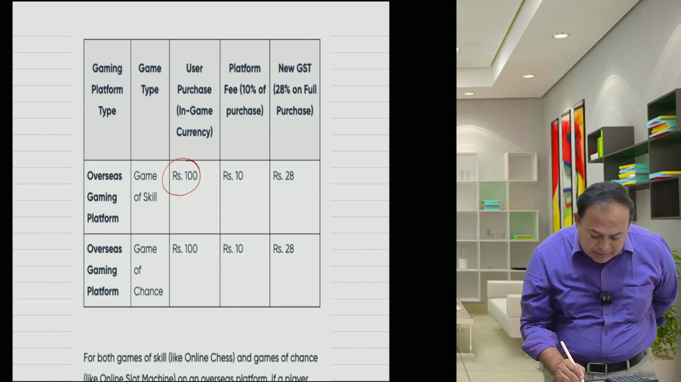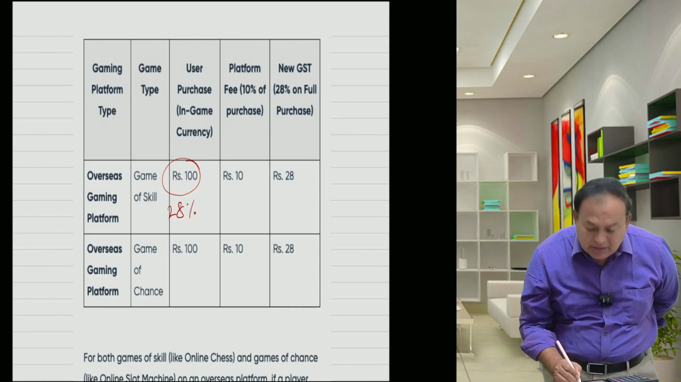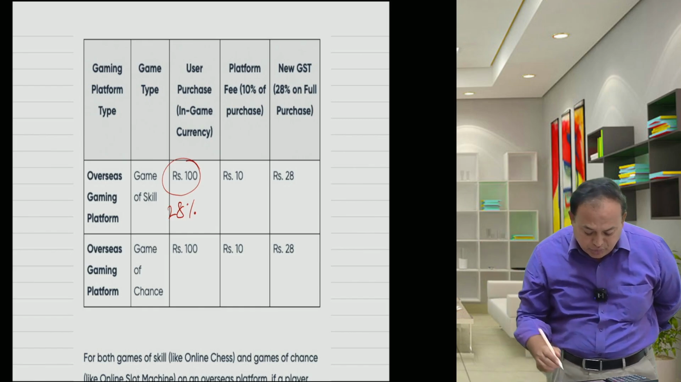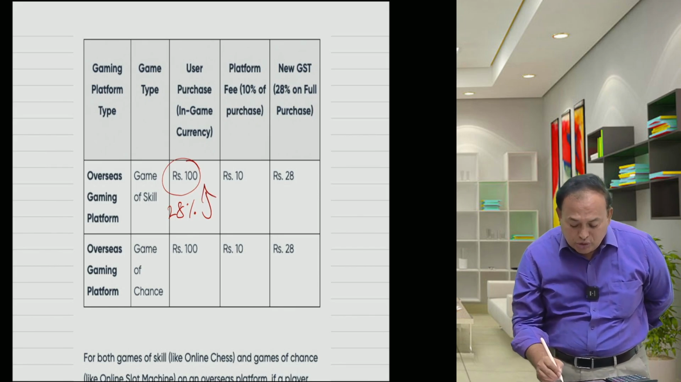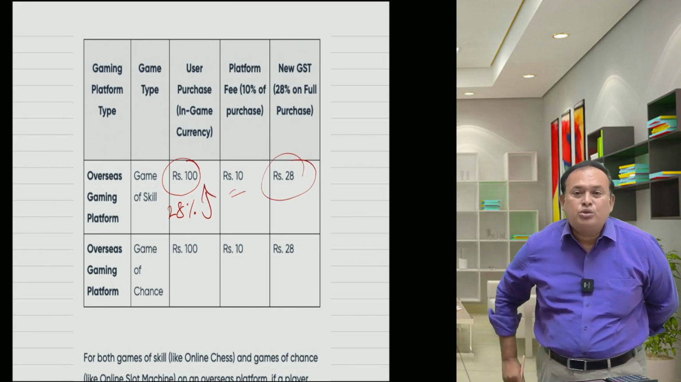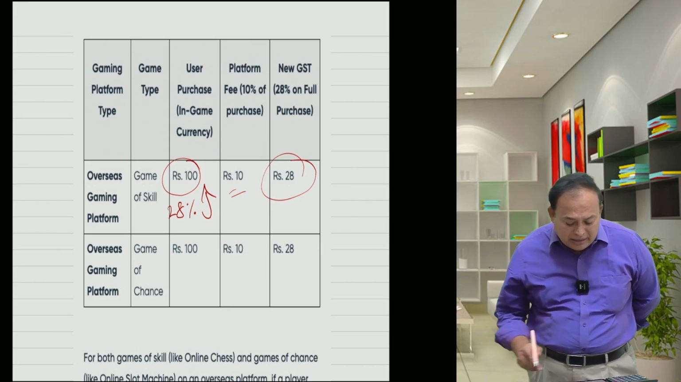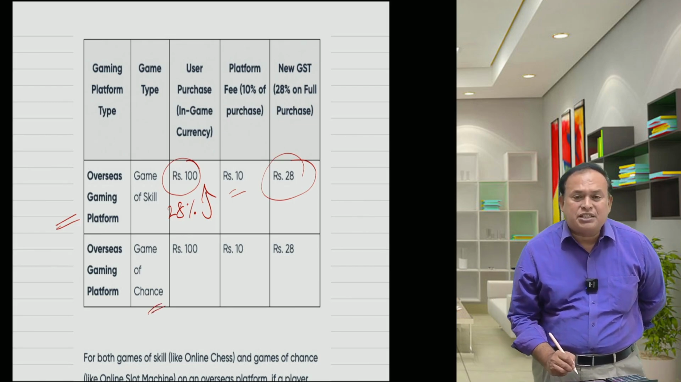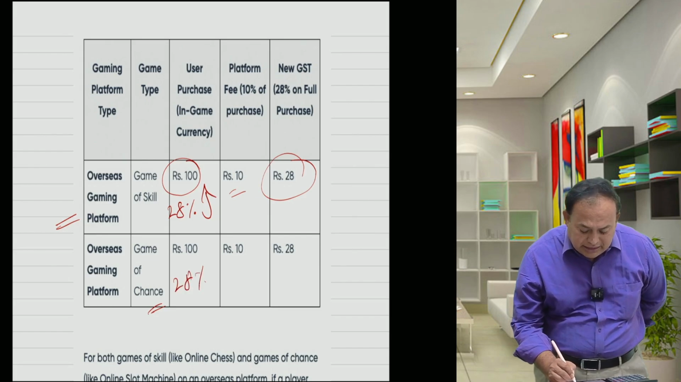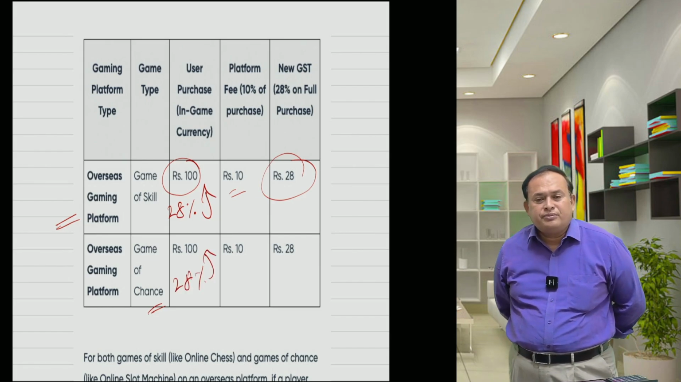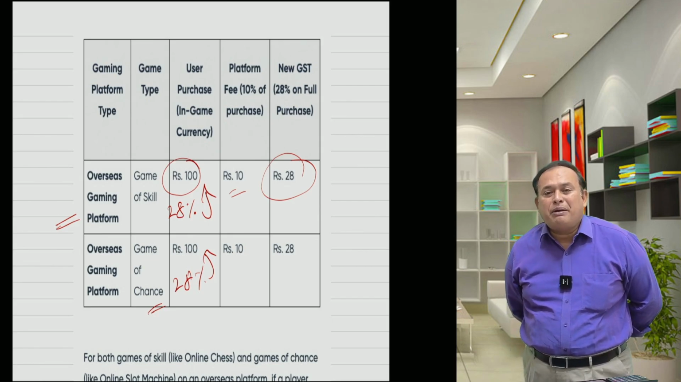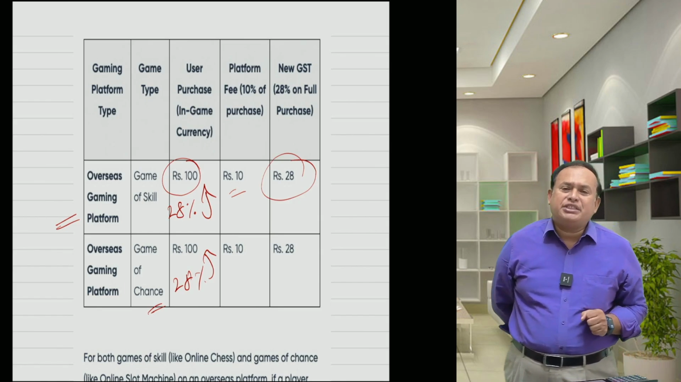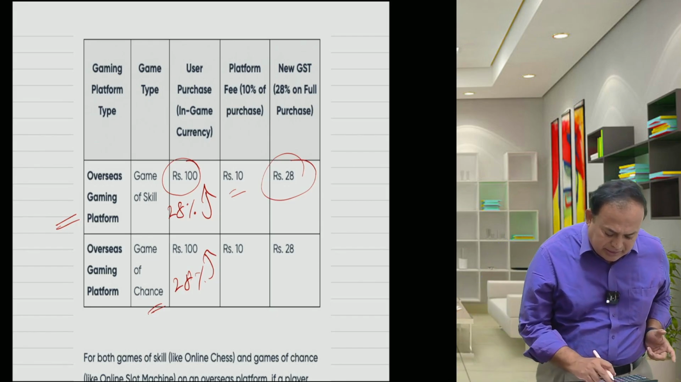The rate of GST is 28%, sorry, not 18%, no 18% at all. It may be a game of chance or a game of skill, as the case may be, 28% IGST only. IGST 28% on 100 rupees is 28 rupees, not on the 10 rupees. Here also, 28% GST on the entire value of the bet is liable to be paid by the supplier, namely the person who conducted the online money gaming. Similar to that, casino.